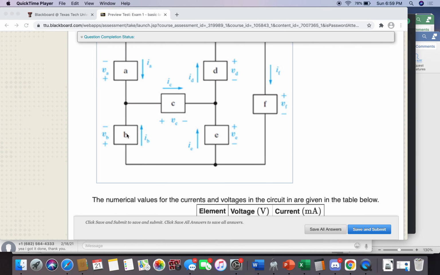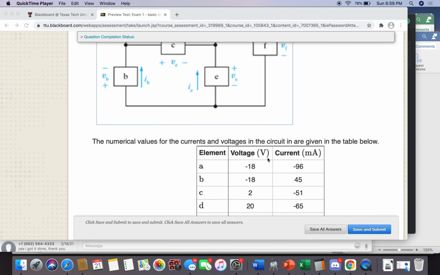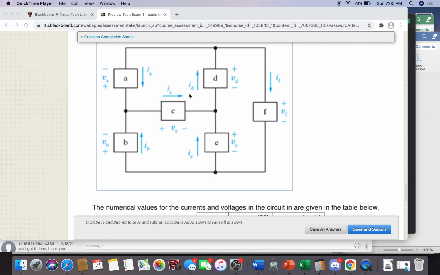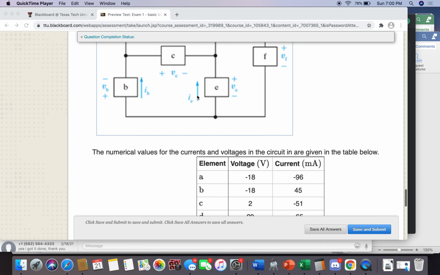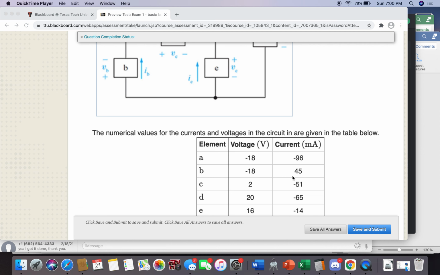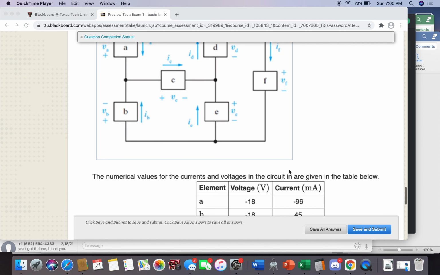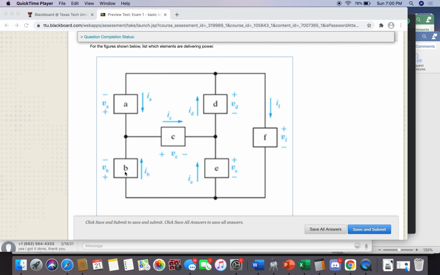The same will be true for B and C. So you're looking at three things. You're looking at the sign of the current, the sign of the voltage, and when you multiply those together, what is the sign of the multiplied power? And then you're also looking at, is the power drawn according to the passive sign convention or not? So in B, when we multiply 18 and 45, we get a negative. And then if we look at B, it is drawn according to the passive sign convention. So when you get a negative and it's drawn according to the passive sign convention, that means it's delivering power.